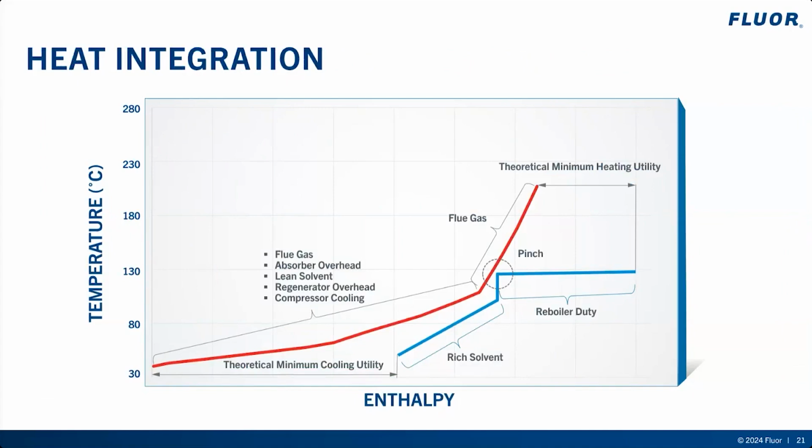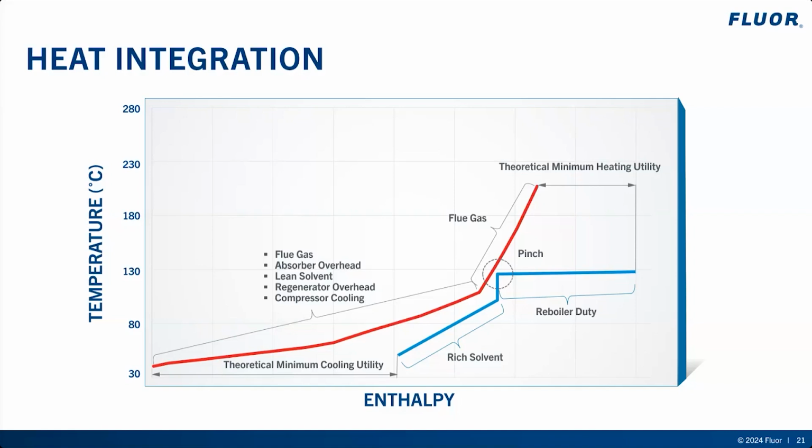So when looking at the utility heating and cooling demand of the plant, the first question that often comes up is: is there any opportunity for additional heat integration to offset heating and cooling utility requirements? Using pinch analysis is an effective means to evaluate and compare alternate heat integration opportunities on a project.